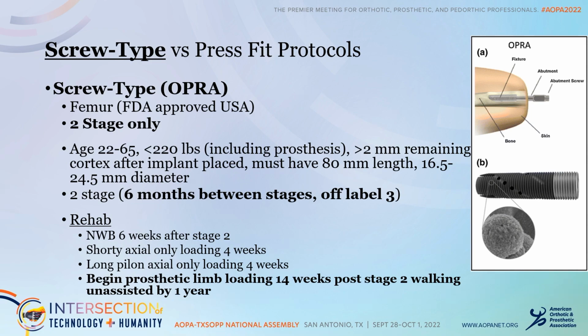The rehabilitation after the stage 2 procedure is the patient is non-weight bearing for a period of 6 weeks, and then they go into a short axial loading device where they do axial loading only for 4 weeks, followed by a longer axial pylon for 4 weeks, and then they're introduced to their prosthetic limb and begin ambulating and progressing with loading and weight bearing with the goal of walking unassisted by 1 year.